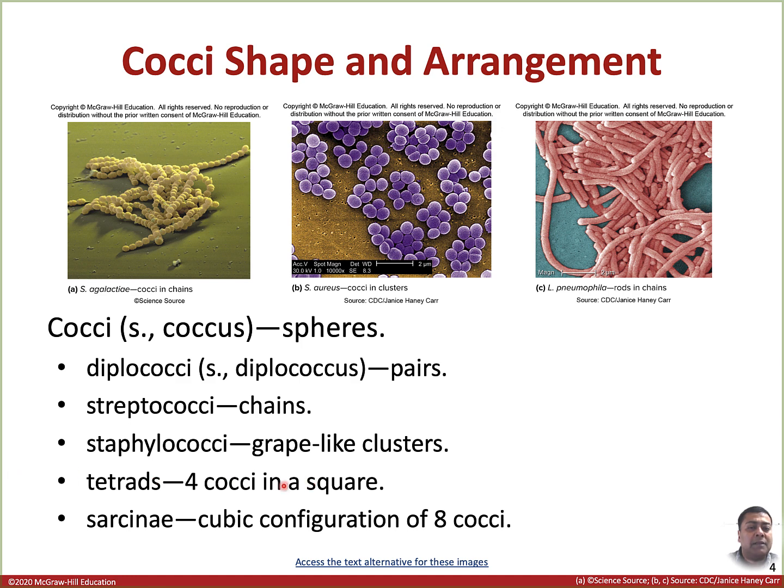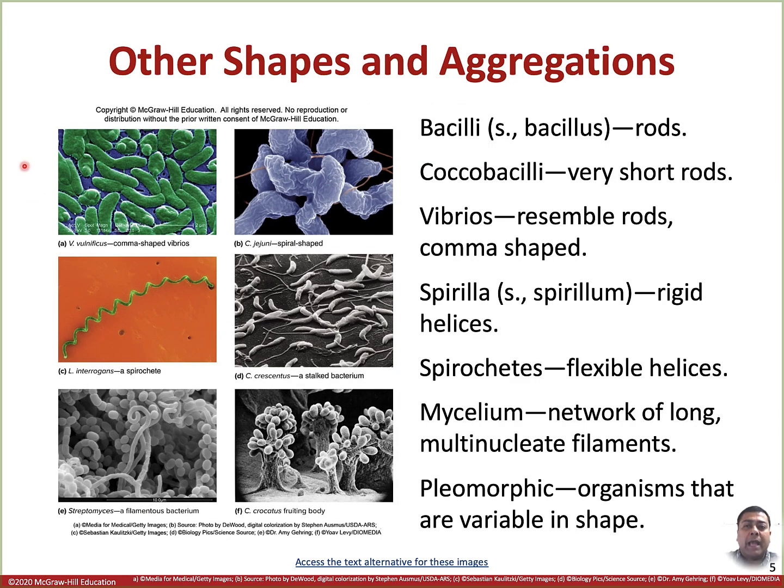If we have a specific four cocci in a square, 1, 2, 3, 4, they are tetrads, and sarcinae are in a cubic configuration of eight. They can divide in three planes, forming the cubic formation, which is called sarcina singular or sarcinae plural. Looking at the other shapes, the bacillus, singular, is a rod-shaped bacterium, very simple. The coccobacilli are very short rods. The vibrios resemble rods, but are a little bit crooked, comma-shaped. The spirillum, singular, is a rigid helix.